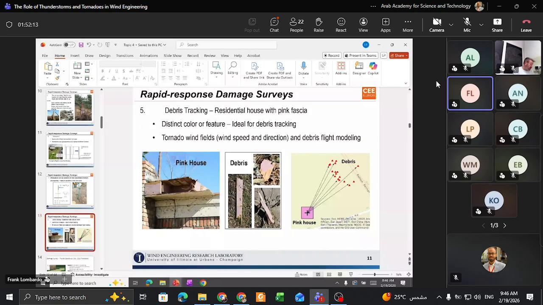Okay, another thing that you could do is potentially track debris. You can then incorporate these things into debris flight models. Here's an example from Georgia, maybe, where this debris was all pink in color. There was a house that had pink paint on it, and so you can basically find these different pieces of debris. You know the start point roughly, you know the end point, and then you can estimate tornado wind fields based on the location of the debris, and you can do some debris flight modeling as well.